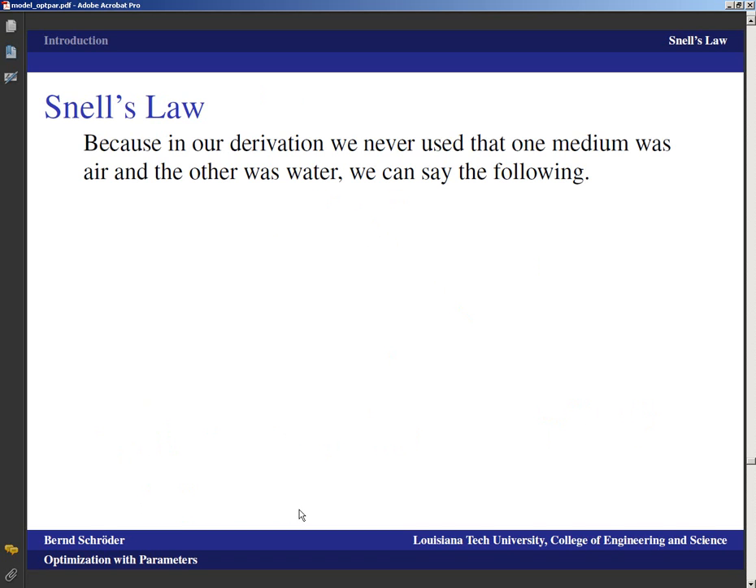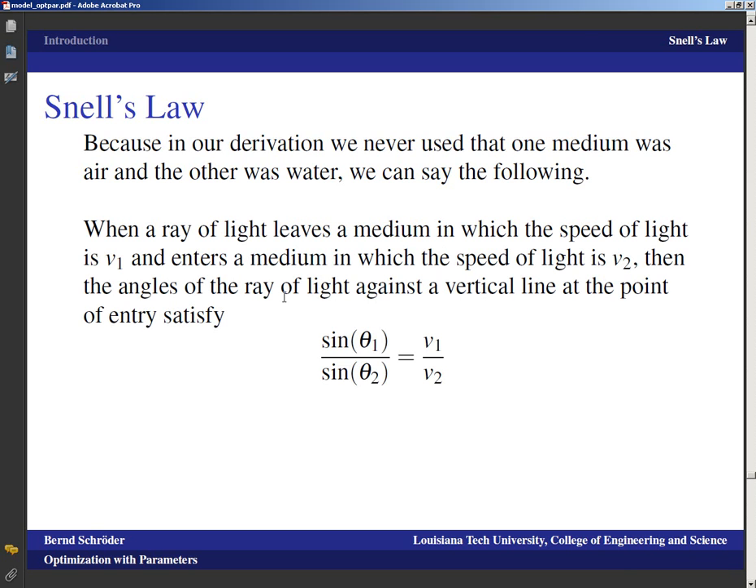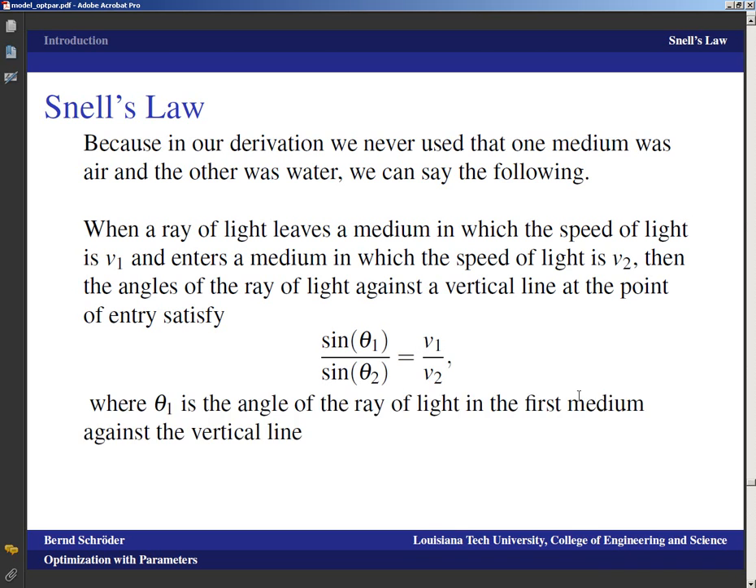And, well, that is Snell's law. Now, because in our derivation we never used that one medium was air and the other one was water, we can actually say the following. When a ray of light leaves a medium in which the speed of light is v1 and enters a medium in which the speed of light is v2, then the angles of the ray of light against the vertical line at the point of entry satisfy sine θ1 over sine θ2 equals v1 over v2.